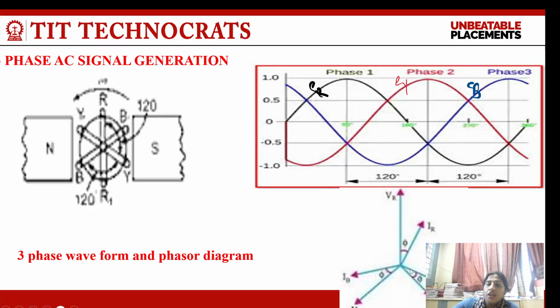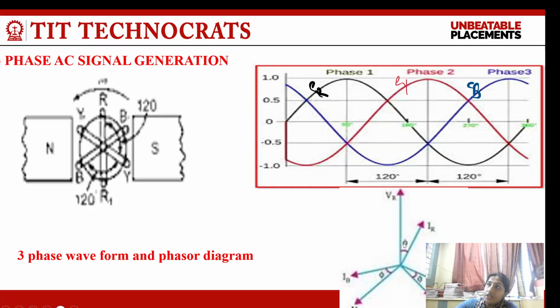Now we can also conclude from this that these coils are basically inductances, and we know in an inductance the current lags behind the voltage by some angle. So in the phasor diagram also, we can show that these are the three voltage phasors that are apart from each other by an angle of 120 degrees, and the current is also lagging the voltage by an angle, let's say phi, and all these currents are also equally displaced, that is, by an angle of 120 degrees.